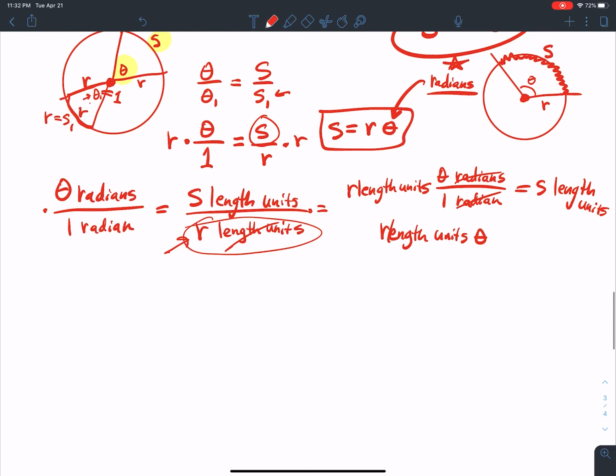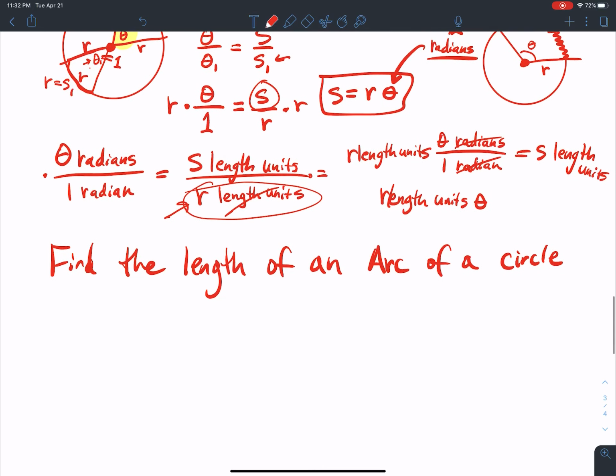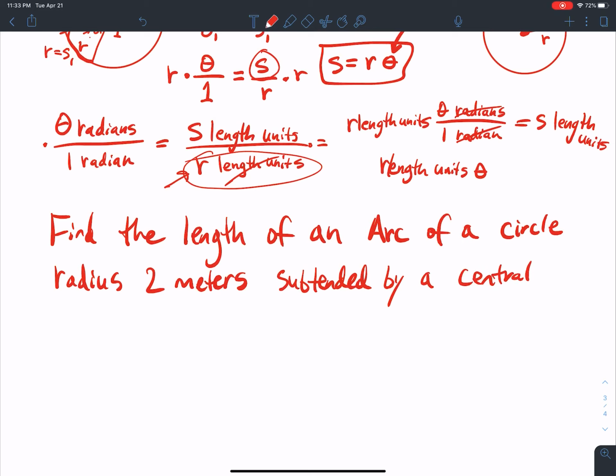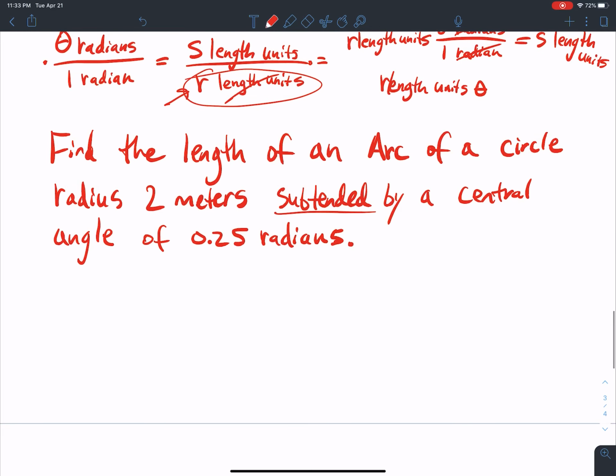So let's do a problem. I'm going to find the length of an arc of a circle. The radius is 2 meters, and it's subtended by a central angle of 0.25 radians. Okay, so what's going on there? Subtended, intersecting.